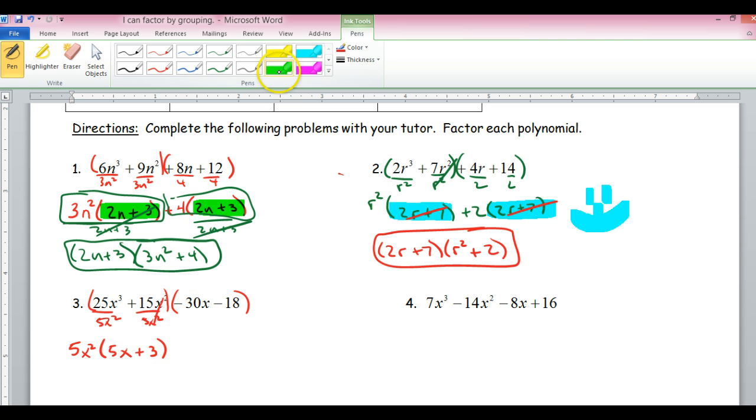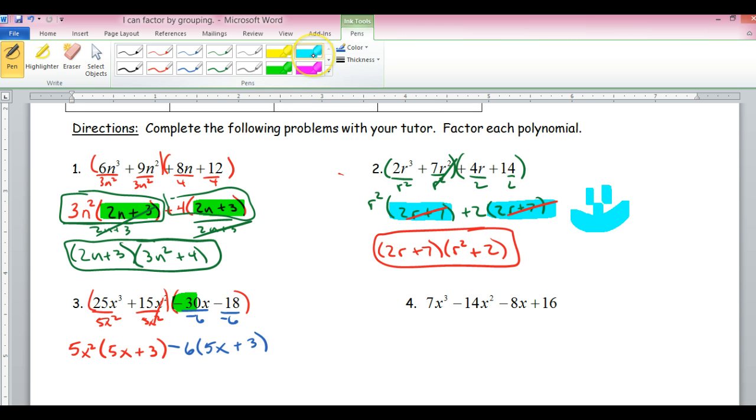Now, here's the key. Notice how this term is negative. If the leading coefficient of the second binomial is negative, not only do you have to factor out the greatest common factor, but you must make sure you factor out that negative. So if that's negative, we pull it out. The common factor between 30 and 18 would be 6. Each term does not have an x, so we cannot pull out any x's. So we would use negative 6 as our GCF here. Negative 30x divided by negative 6 is going to be positive 5x, and negative 18 divided by negative 6 would be positive 3.